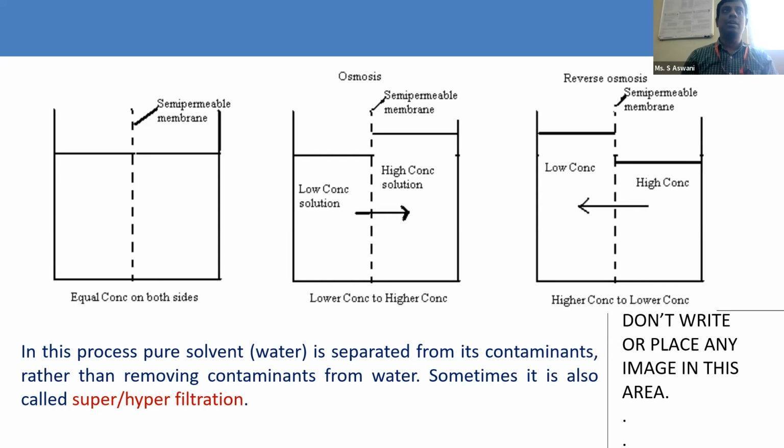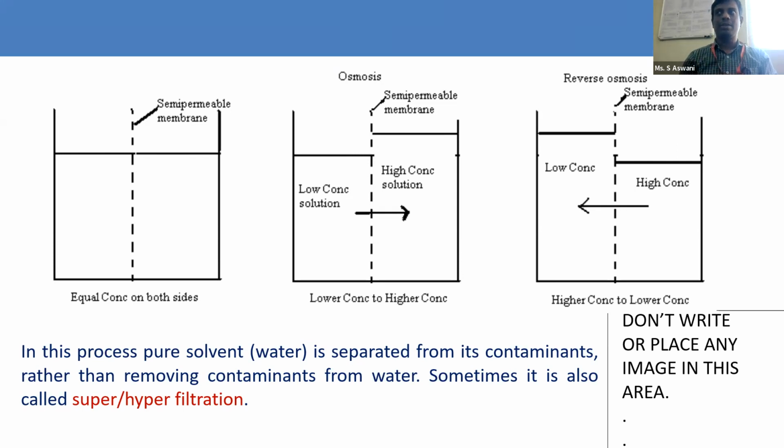In the osmosis process, osmosis means that in the presence of a semi-permeable membrane, the ions move from lower concentration to higher concentration. The pressure is called osmotic pressure. The ions only move through that permeable membrane, which controls the ions, from lower concentration to higher concentration.